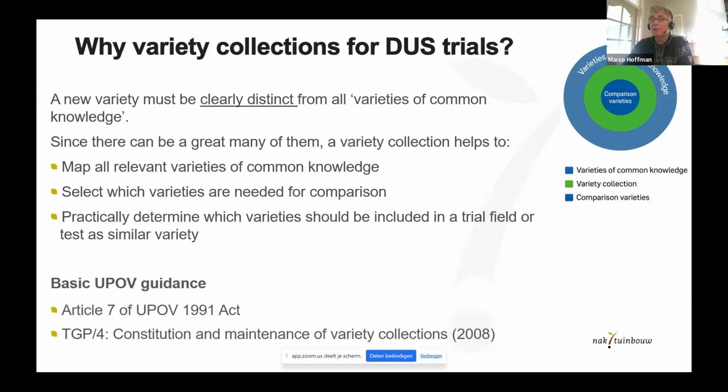Basic UPOV guidance, as Leontino already mentioned, is Article 7 of the UPOV 1991 Act and TGP4. So that's a clear basis. You go from varieties of common knowledge to the variety collection, and at the end, the comparison varieties, the similar varieties.